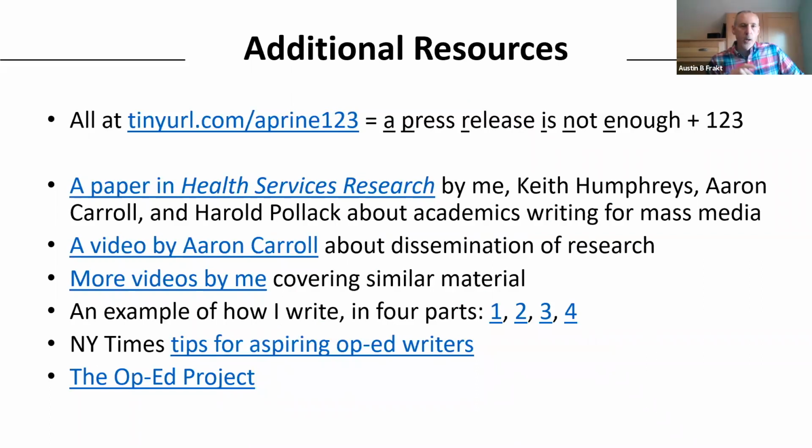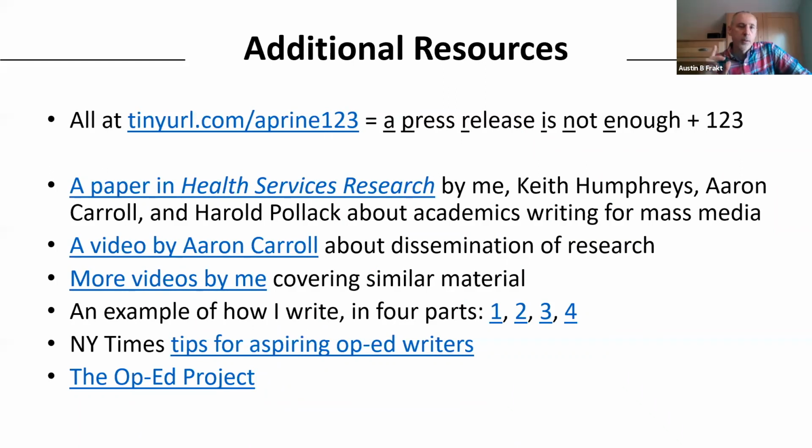I have resources on my blog, and the tiny URL right there at the top will go to all these resources that are listed on the rest of this slide. I tried to pick a tiny URL that's memorable: A Press Release Is Not Enough, APRINE. And then I had to add 1, 2, 3, because I guess someone had used that before. But you can hopefully remember that or jot it down really quickly.